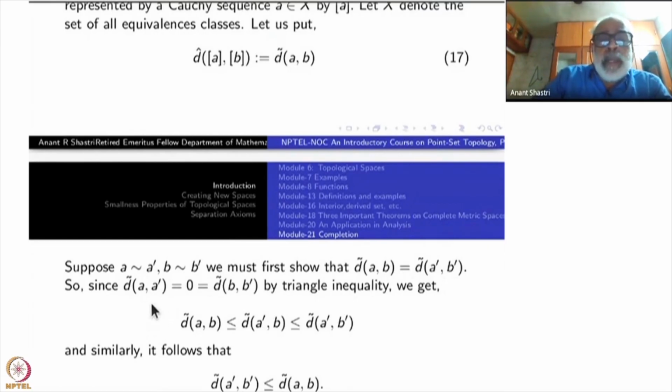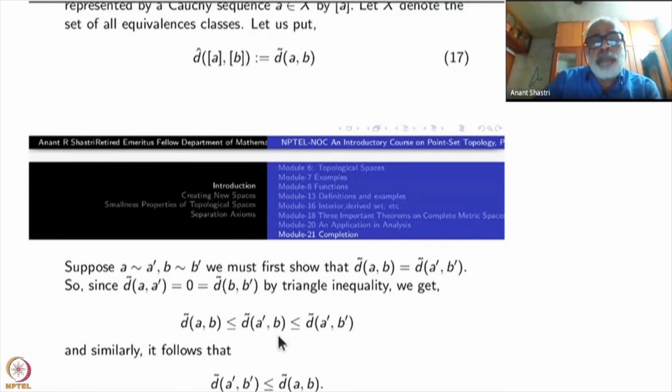d twiddle of A A prime is 0. That is the meaning of A is equivalent to A prime. Similarly, d twiddle of BB prime is 0, right? Because B is equivalent to B prime. Again, by triangle inequality, d hat of AB is at most d twiddle of A A prime plus d twiddle of A prime B. So A to A prime has changed. But d twiddle of A A prime is 0. So this is just this one.